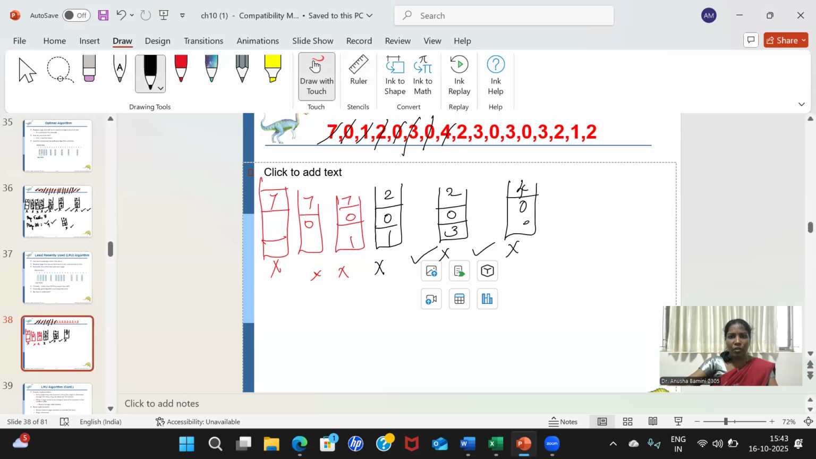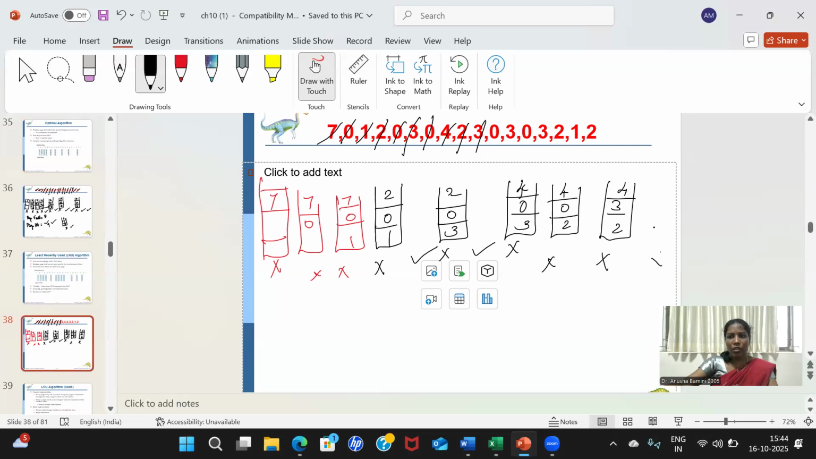Okay, 4, 0, 3. Next is 2. 2 is also not there, so again page fault. So 4, 0, 3. 3 occurred very early, so I am replacing 3 with 2. Next is 3. 3 is also not there. Comparatively, 4 and 2 are nearer. I can replace 0 with the 3. Okay, 4, 3, 2. This is over.